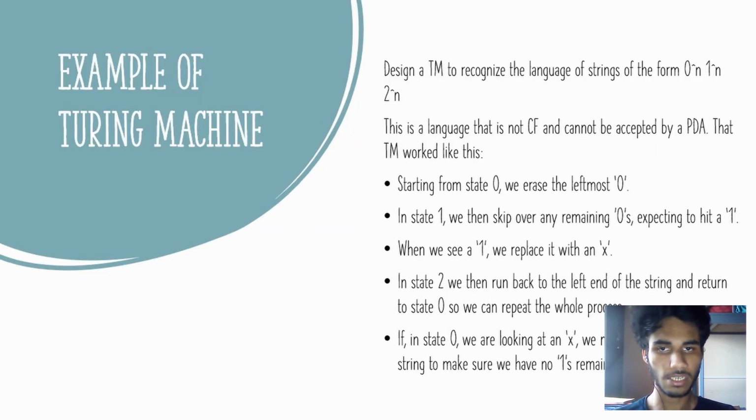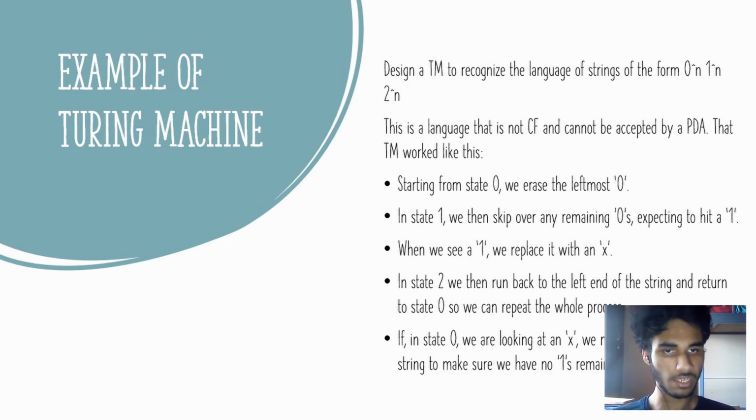Now let's discuss an example of a Turing machine. The example is: design a Turing machine to recognize the language of strings in the form 0 raised to the power n, 1 raised to the power n, and 2 raised to the power n. This is a language that is not context-free and cannot be accepted by a PDA.